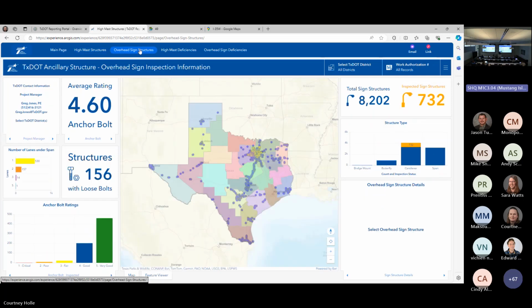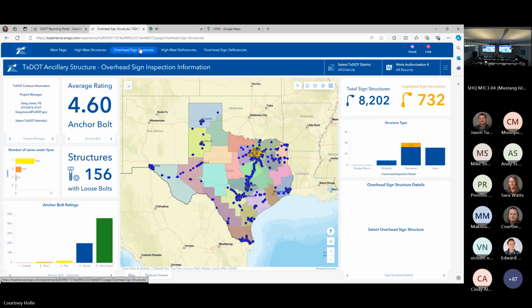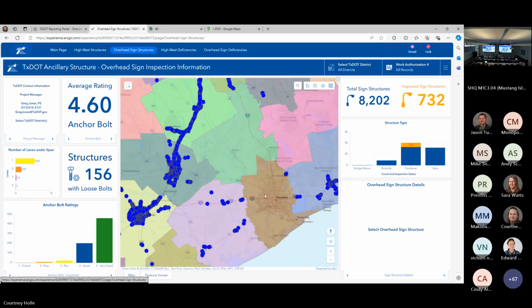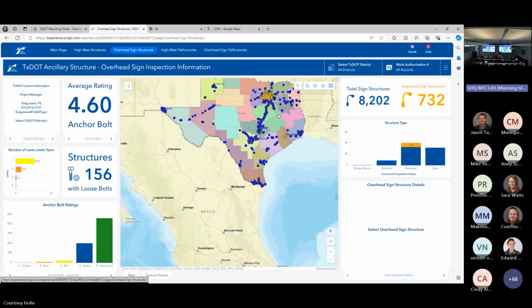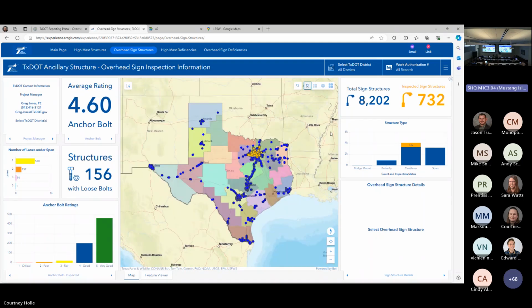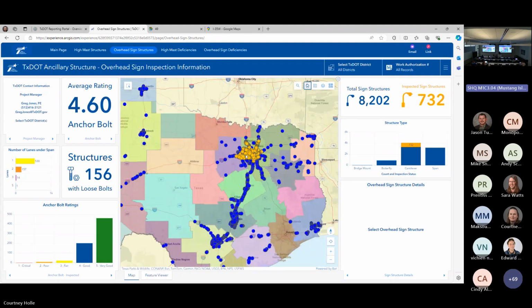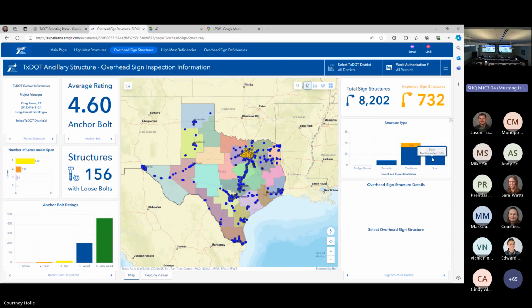Then we also have our sign structure tab. We kind of covered the same area. Notice that Houston, Bryan, and Lufkin don't have data yet. We've got the data, but it hasn't been extracted yet. Not including Houston, so far we've got 8,000 overhead sign structures. We've inspected 732 of them, mainly in the Dallas-Fort Worth district.